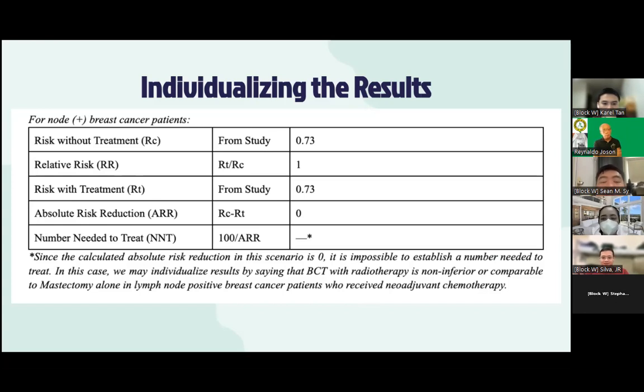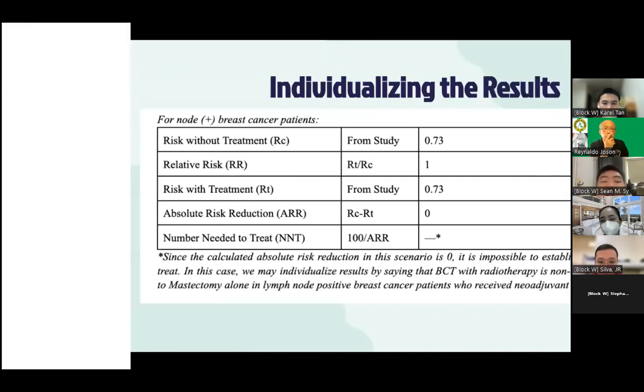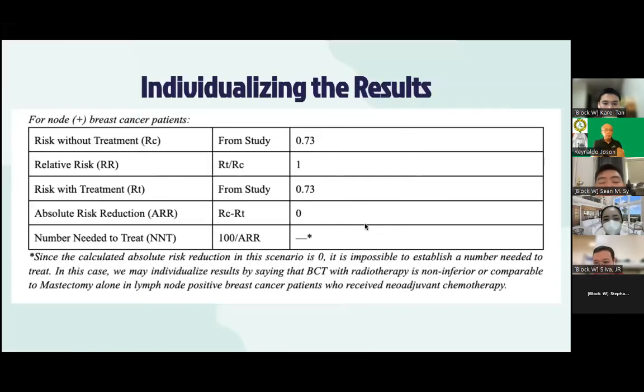And so it can contribute to better quality of life and better body image than the mastectomy. Although this was not included in the study, we hypothesized that it is non-inferior. So in patients who are node positive and have undergone neoadjuvant chemotherapy, or breast cancer patients in general who have undergone neoadjuvant chemotherapy, we believe that based on this study, breast conservation therapy is a more than valid alternative to mastectomy alone, given that you are also performing radiotherapy after the breast conservation therapy.